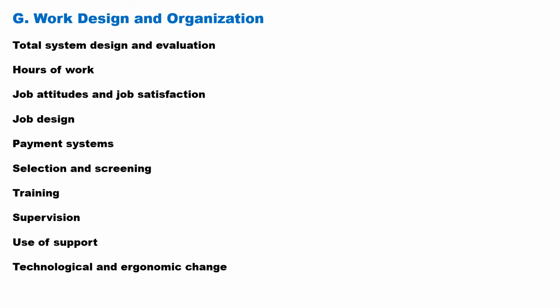Work design and organization includes total system design and evaluation, hours of work, that is how many hours of work are allotted for staff, job attitudes and job satisfaction, job design, payment systems, selection and screening, training, supervision, use of support, technological and ergonomics change, health and safety issues, general health and safety, etiology, injuries and illness.